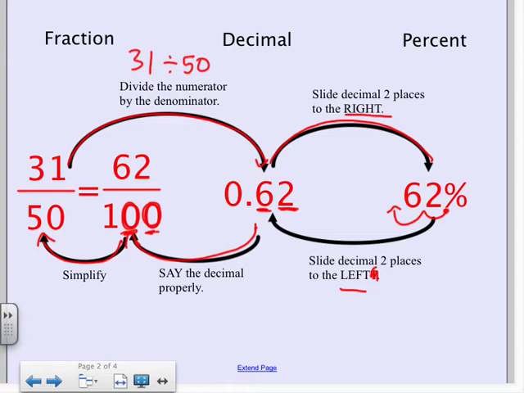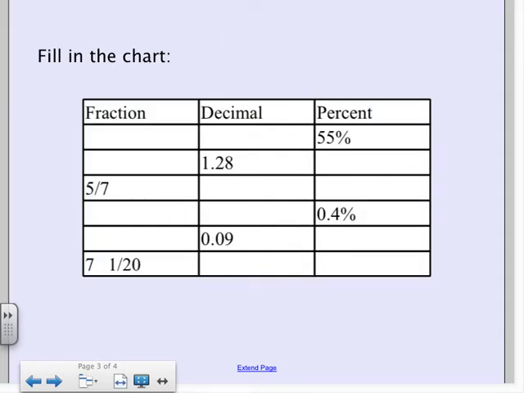So now let's practice. Feel free to use a calculator when you're turning your fractions into decimals. So go ahead and hit pause, draw out this chart, fill in the missing values, and hit play to check your work. All right, so we have a percent, 55%. Remember, you slide it over twice, so that's 0.55. Then the fraction, I would say it's 55 over 100. And then if I divide by 5, I get 11/20. That's my final fraction answer.